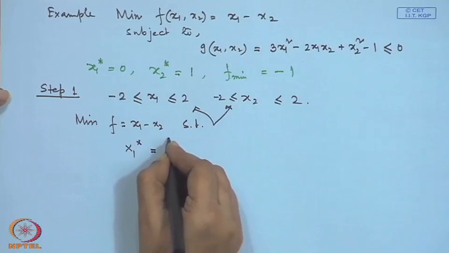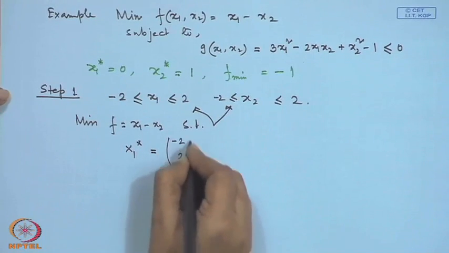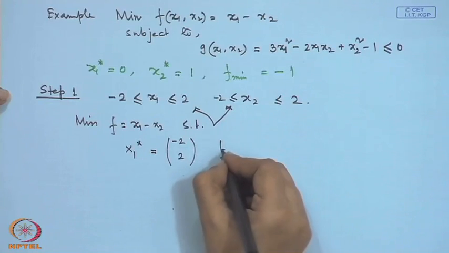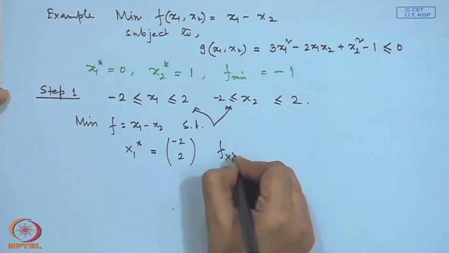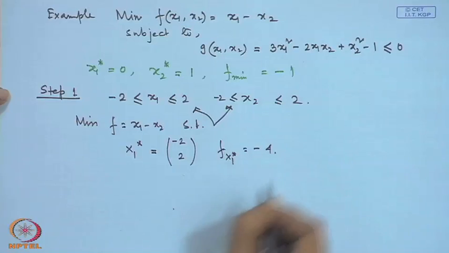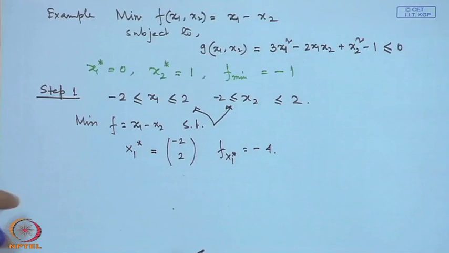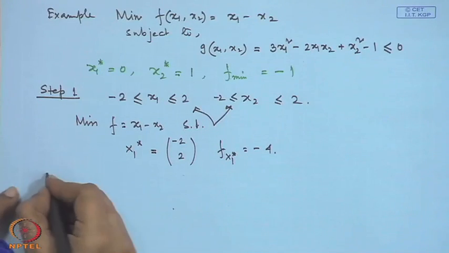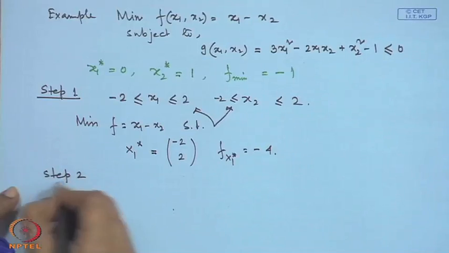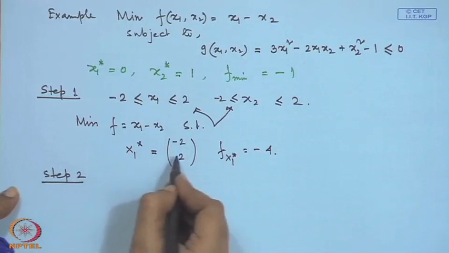X1 star would be equal to (minus 2, 2), and we will get the f value at this point, f(x1 star) equal to minus 4. Now, once this is so, in the next step we will linearize g about x1 star.